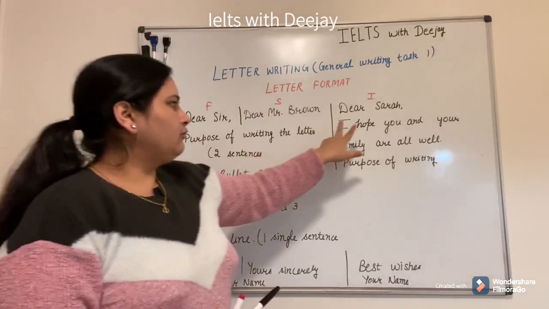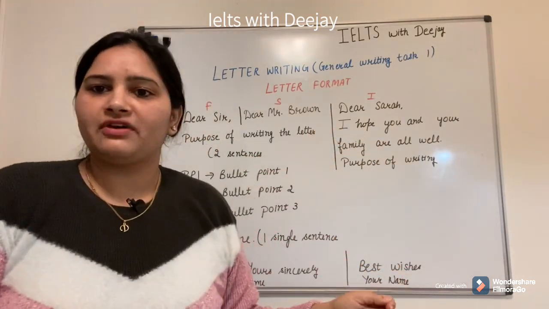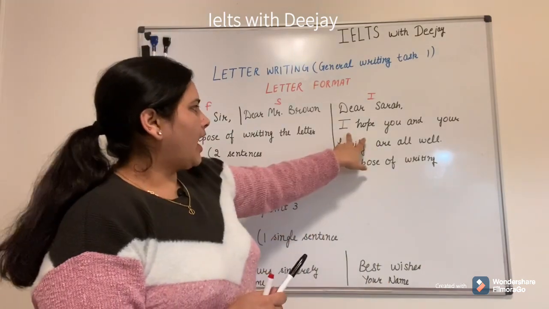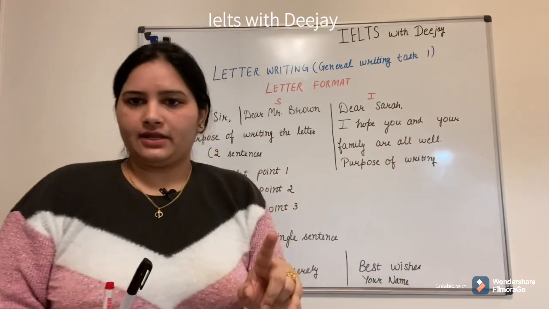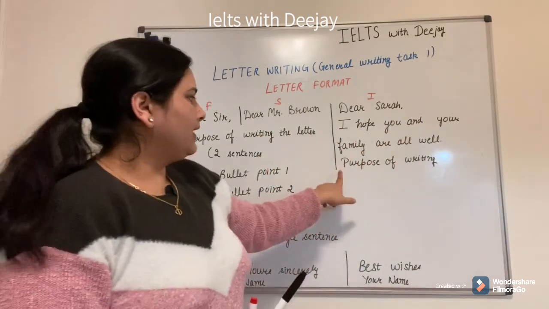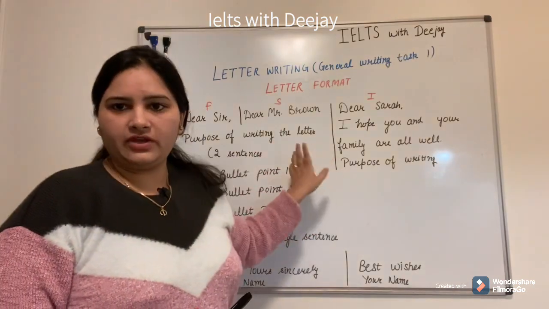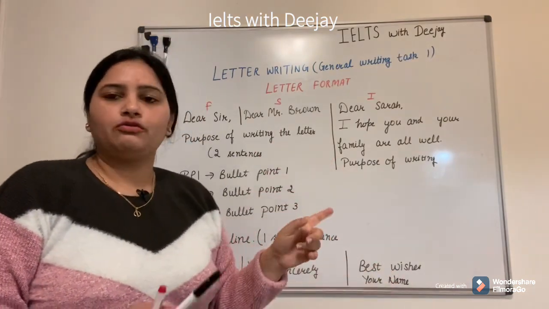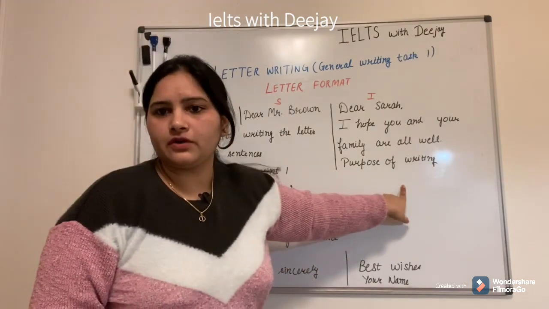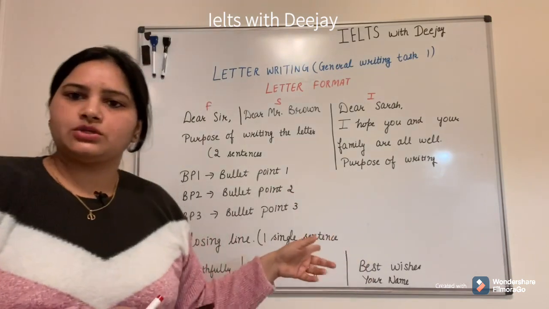And then in an informal letter, because it is informal, we know the person, we know their family. So what we will do is, I hope you and your family are all well. You have to add one sentence that is informal, and then you will state the purpose of writing. Same as we have here. Suppose you're inviting your friend to your home, so that will be the purpose of writing, that I'm writing this letter to invite you to my home for the coming vacations.